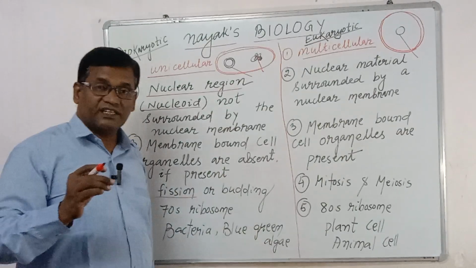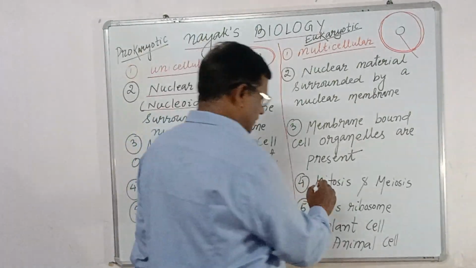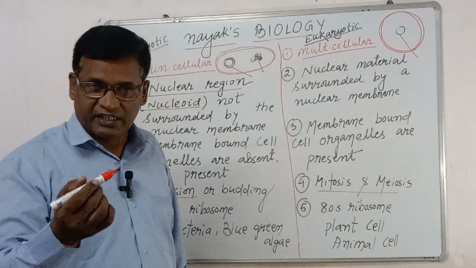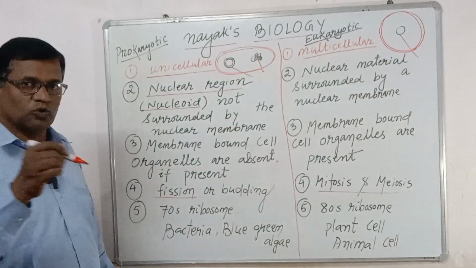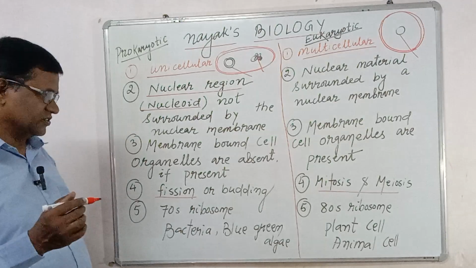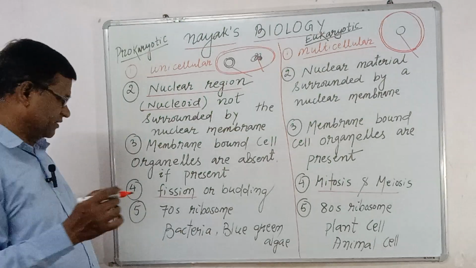Whereas here, what type of cell division occurs? That is mitosis and meiosis, fully. If you have any queries about mitosis and meiosis, you go to my video. You become very clear. I am quite confident.